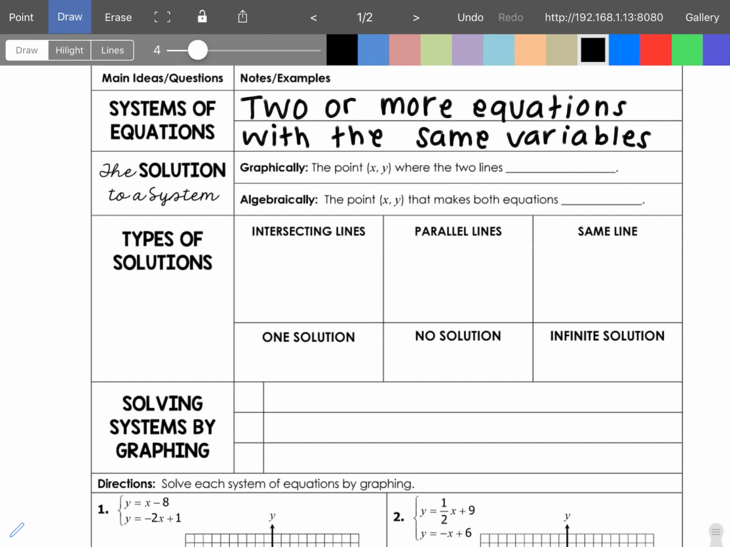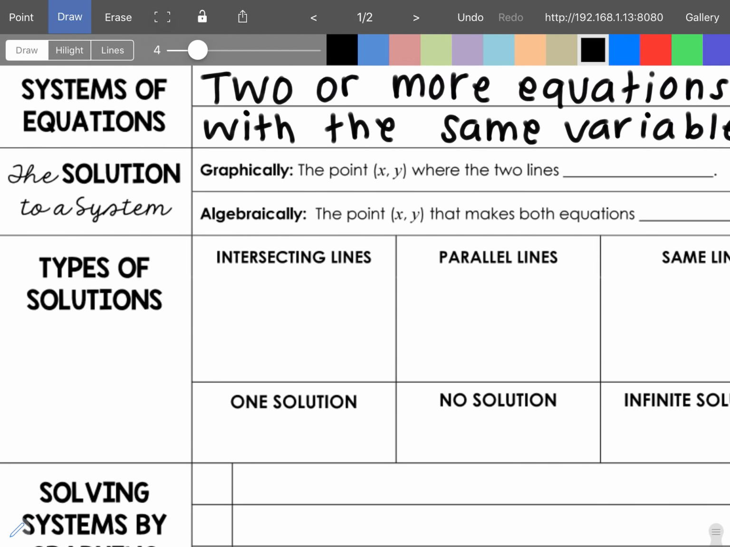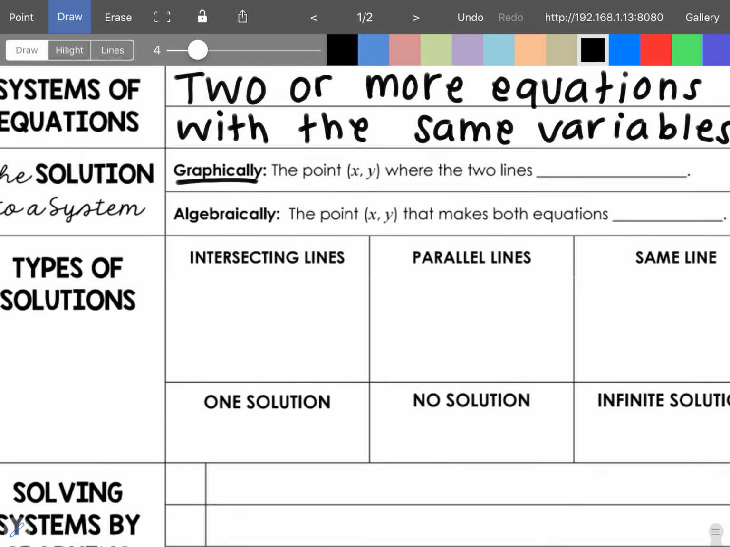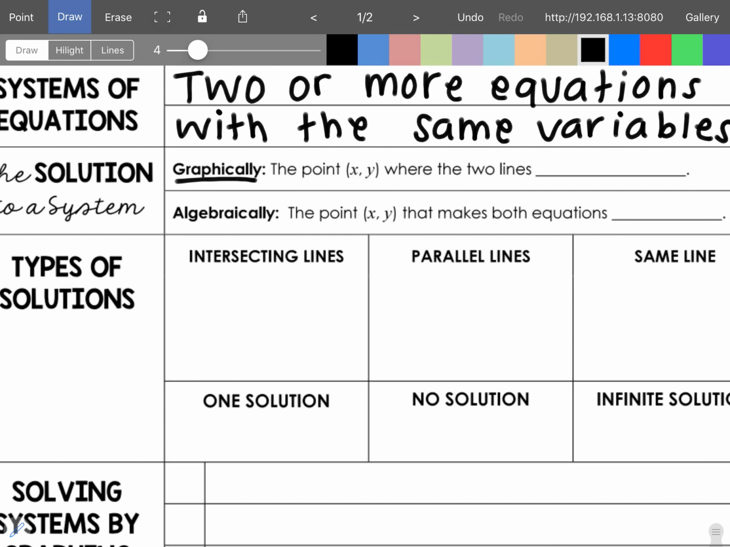So the solution to a system, graphically, that's what we're going to be talking about today. We're going to be talking about graphically what a solution to a system looks like. The point where two lines intersect, that's your solution or your answer. When you graph two lines, where they meet, where they intersect, where they touch, that's your answer graphically.